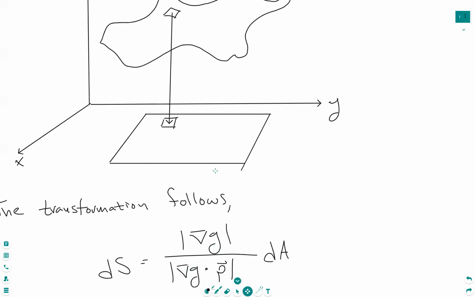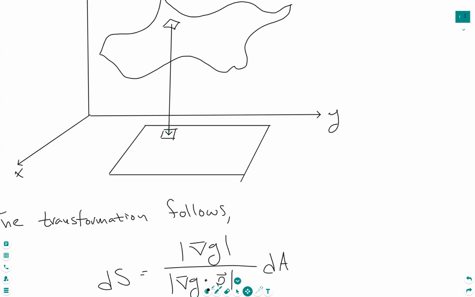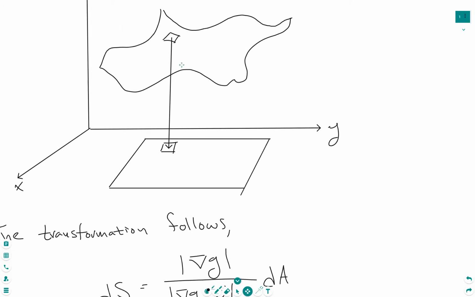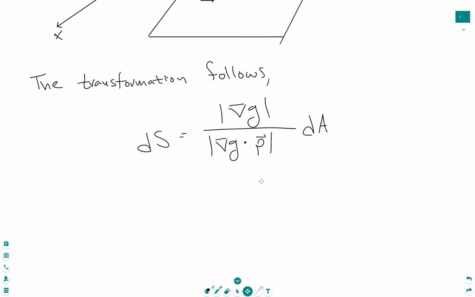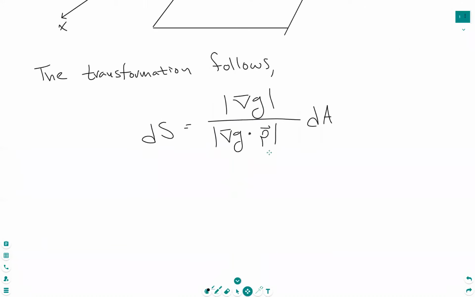This p vector just denotes the direction at which we're projecting. So in this case, because we're projecting to the xy plane, we would use k hat. If we were projecting to the xz plane, we would use j hat. And if we were projecting to the yz plane, we would use i hat. And it doesn't matter if you use the negative or not here, because we're looking at the magnitude.